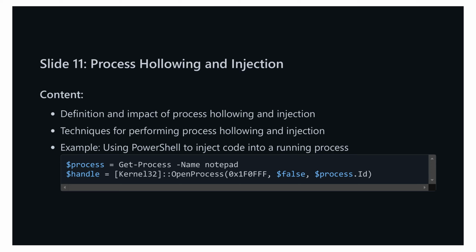To illustrate, let's take an example using PowerShell to inject code into a running Notepad process. Here's a quick look at the steps and commands. 1. We start by getting the handle of the Notepad process. $process = Get-Process -Name notepad; $handle = OpenProcess(0x1F0FFF, $false, $process.Id). Remember, this is just to provide a high-level overview. In a real-world scenario, more sophisticated methods and more extensive code are used to avoid detection and maintain persistence.